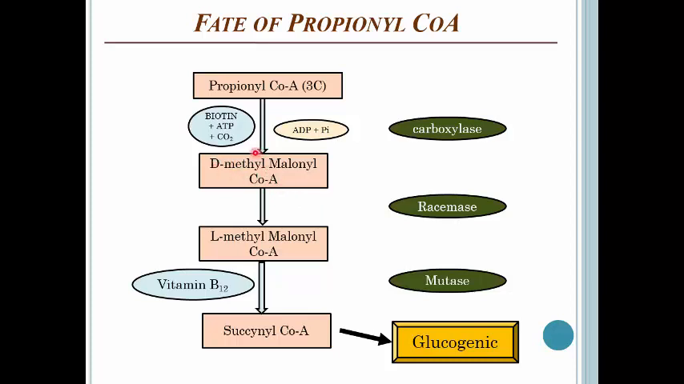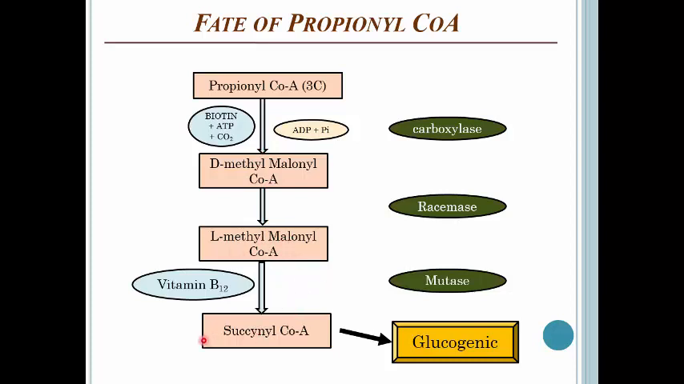This D-methyl cannot be acted upon by the other enzymes, so it should be converted to L-methyl, that is with the help of enzyme racemase. So it just changes the configuration of the methyl group from the D to the L, which will form the L-methylmalonyl CoA, and this L-methylmalonyl CoA will be converted. These two are the branch chain, right?